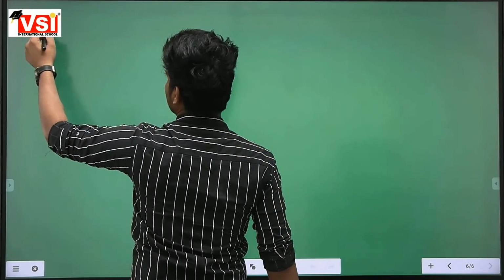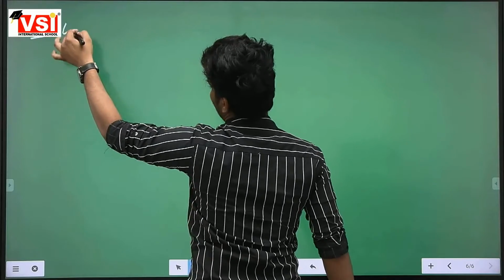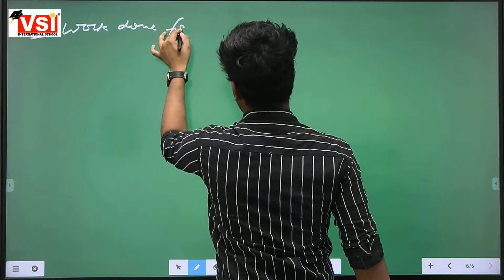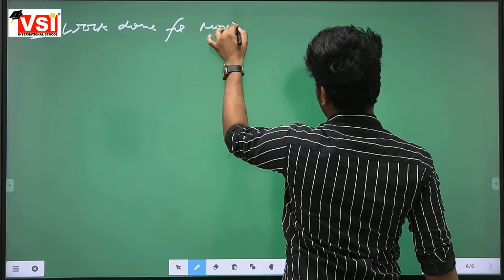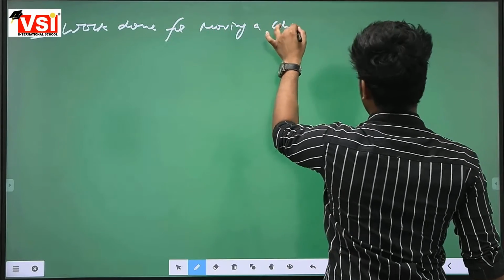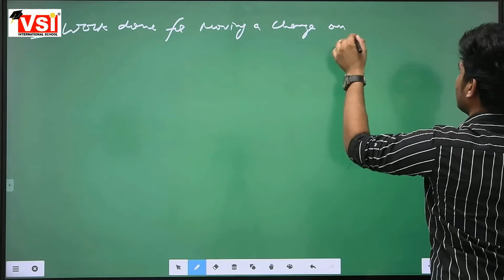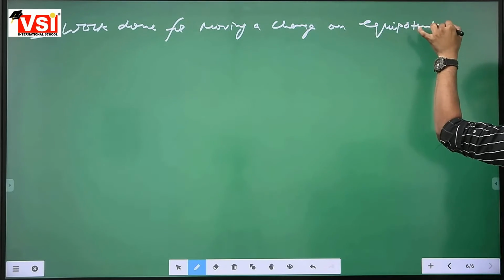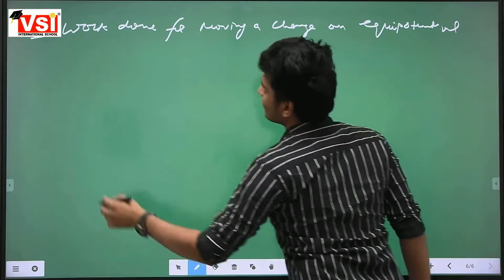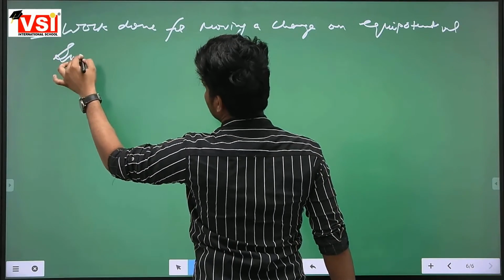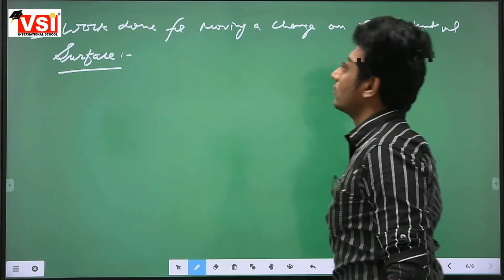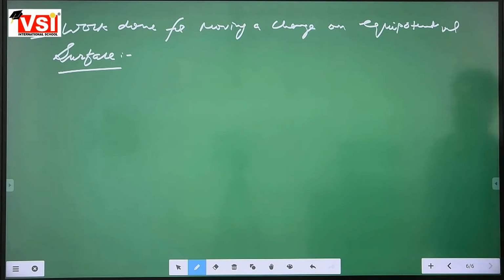The second characteristic is work done for moving a charge on equipotential surface.